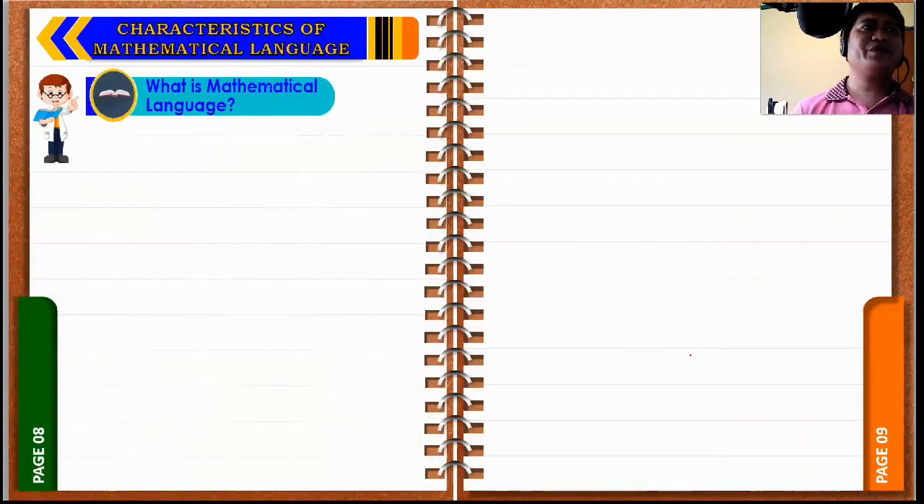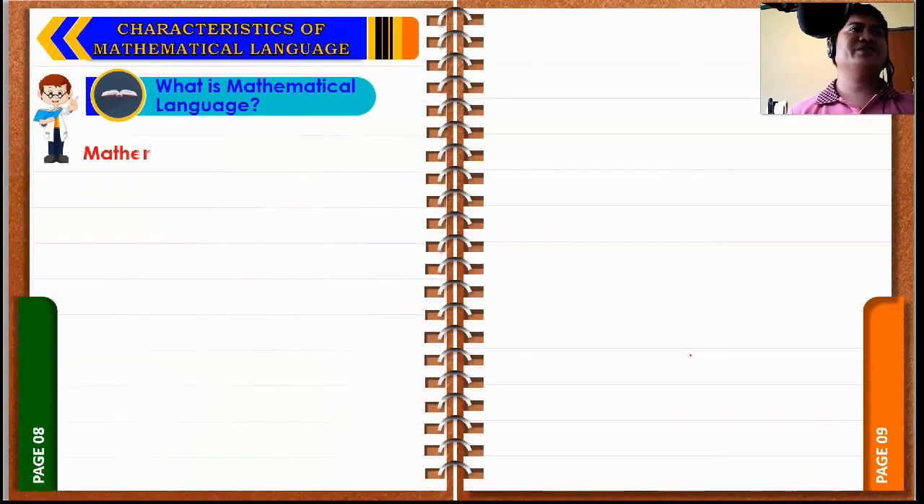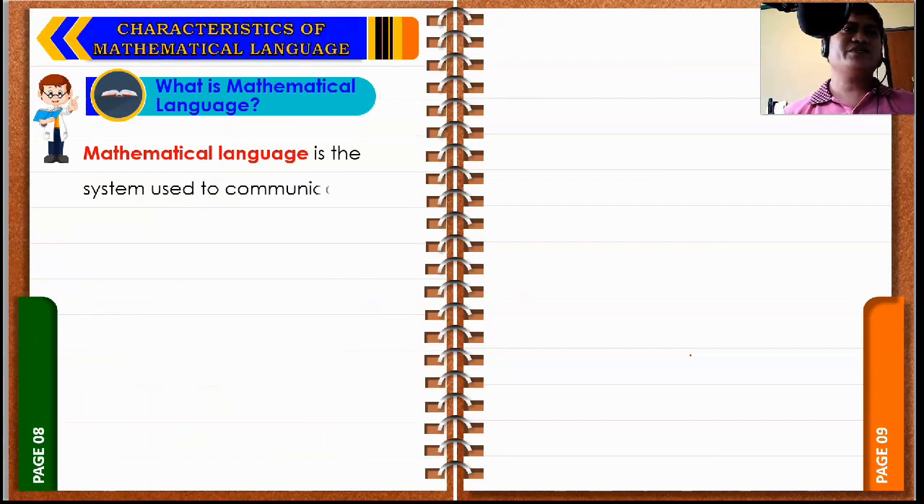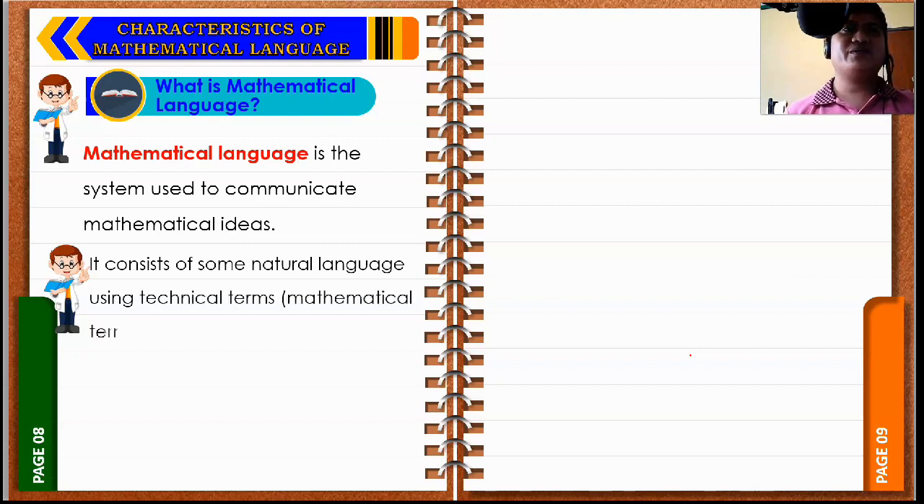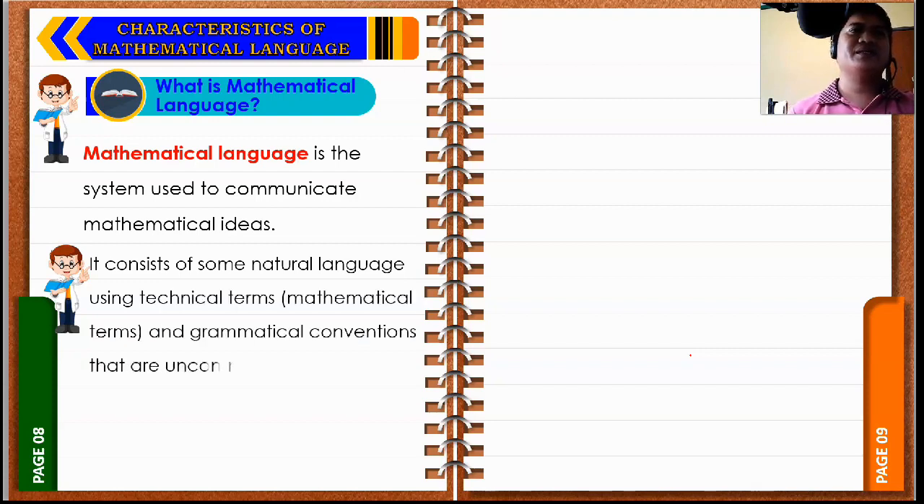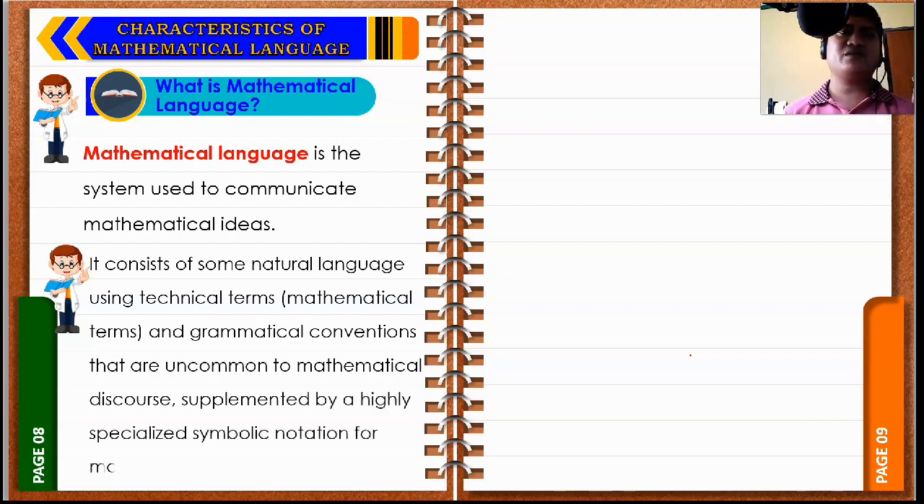Now, let's define formally what mathematical language is. Mathematical language is a system used to communicate mathematical ideas. It consists of some natural language using technical terms, or the mathematical terms, and grammatical conventions that are common to mathematical discourse, supplemented by a highly specialized symbolic notation for mathematical formulas.